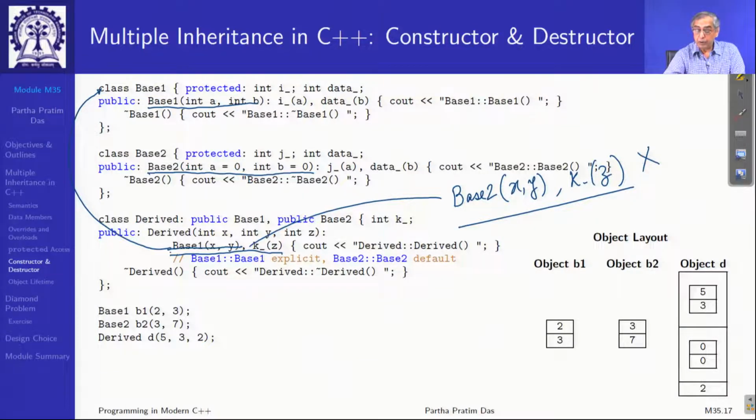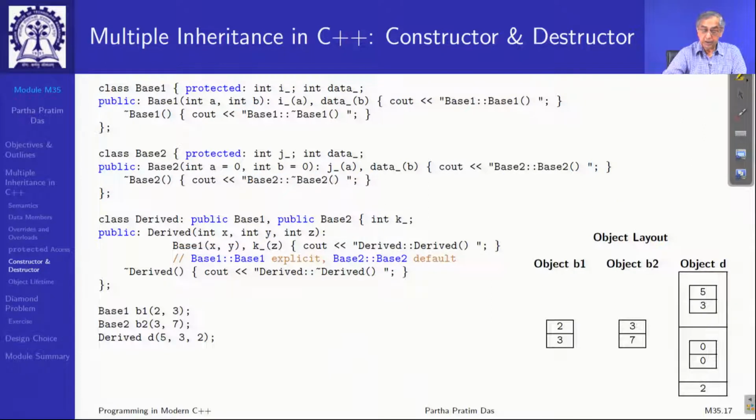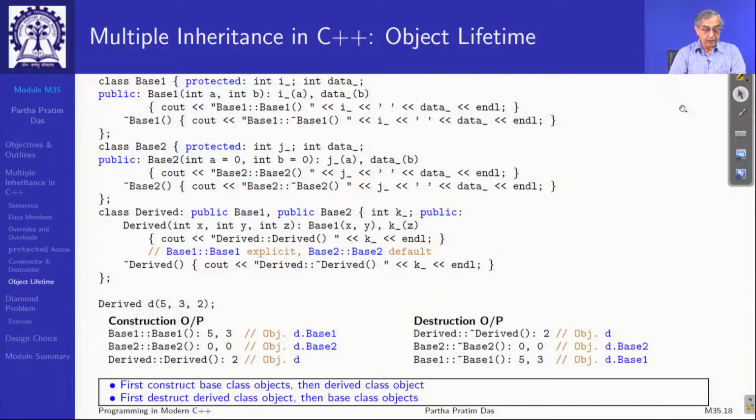Right? So, given that, when I construct for this, x y will be used to construct the base 1 object. The base 2 will be constructed by default 0 0. So, I get the 0 0, and 2 will go to the added data member. So, it will be here. Again, remember that this order and organization is not something that is standard specified. I have just taken one scheme to do it in the order of the base classes, but some compiler might do it in a different manner. You can check out for your compiler what it does.